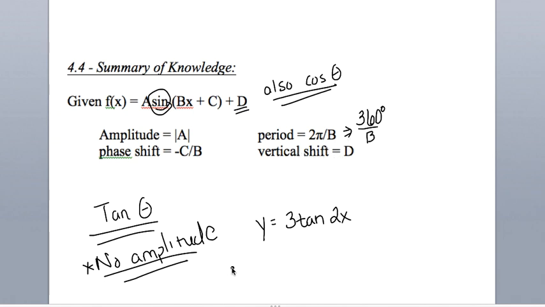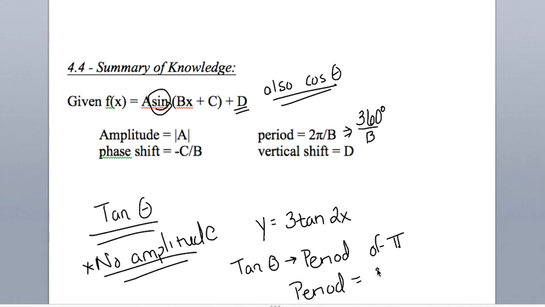But the other part that's going to change with your tangent is the period. Remember that the tangent of theta has a period of pi. And so if the period is pi, then to calculate the period, instead of 2 pi over b, it's going to be pi over b, or 180 divided by the b value. So just keep that in mind. Since the period is pi, that means when I'm doing the calculation of the period, it's pi over b, or 180 over b, instead of the 360.